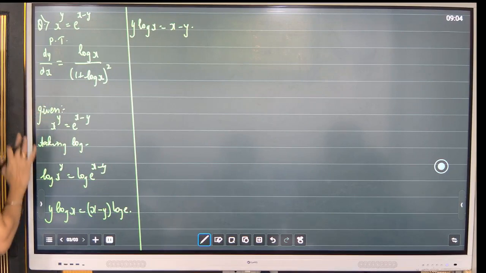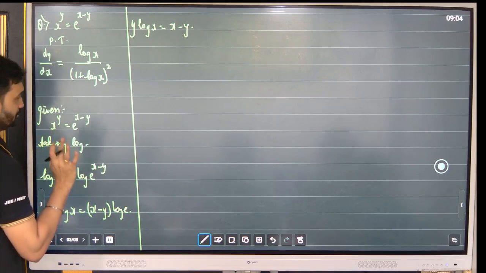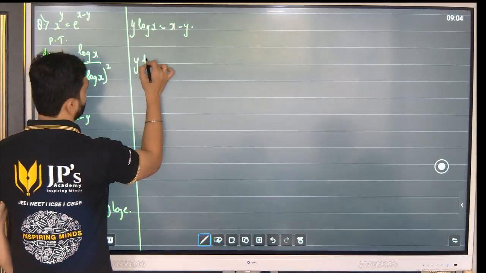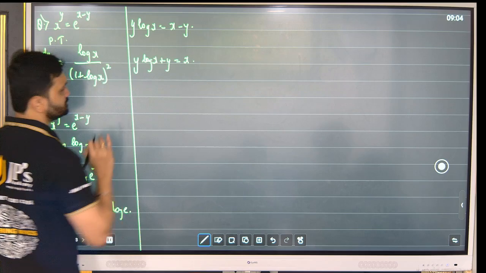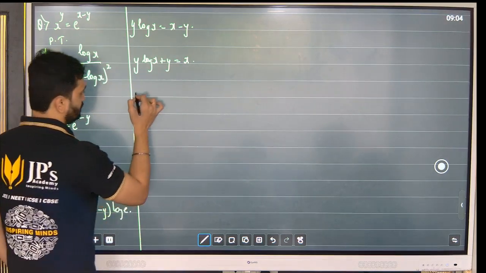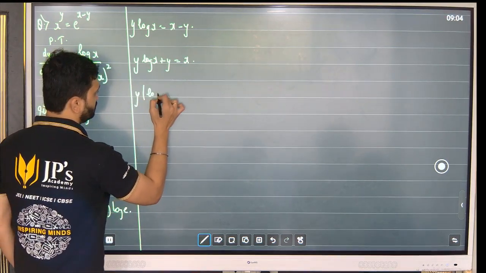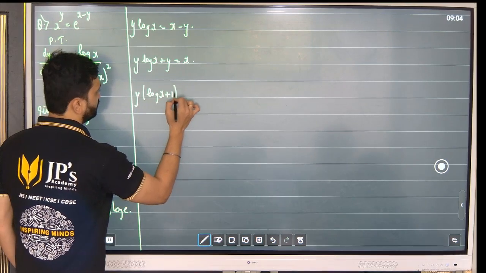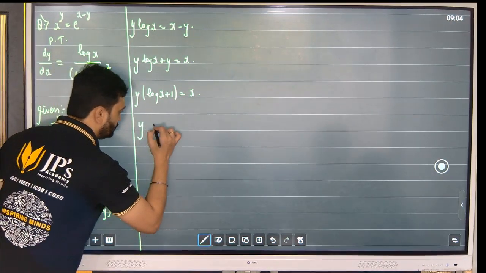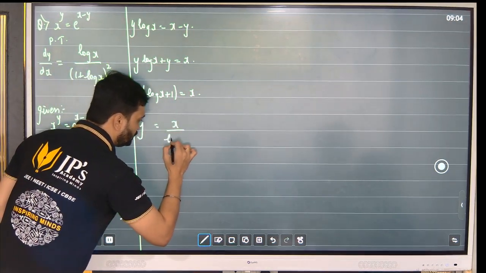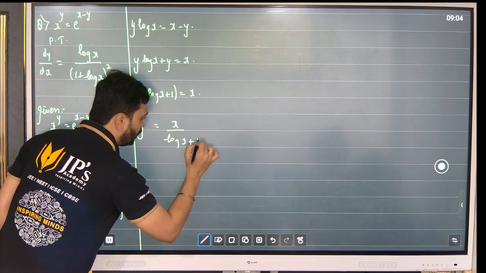Now you can directly differentiate it if you want. But let's arrange it nicely. So this will become y log x plus y is equal to x. Basic algebra. If I take y common, this will become y into log x plus 1 is equal to x. Again, therefore y is equal to x upon log x plus 1.